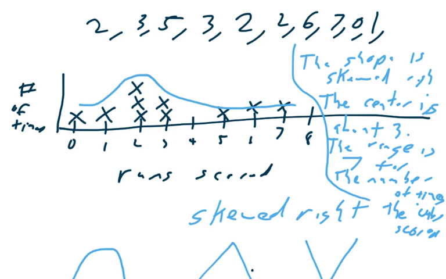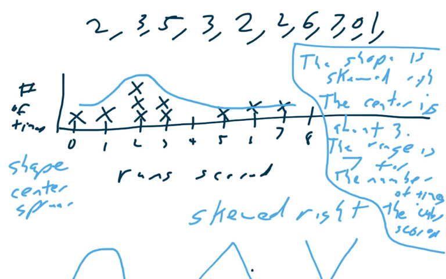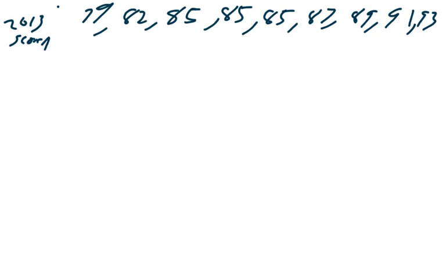So whenever you're describing this situation, shape, center, spread, situation. And if you do these 4 things, that will give you a perfect score on any name this distribution.